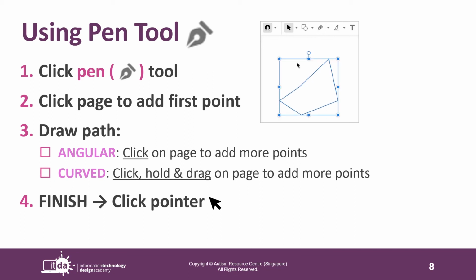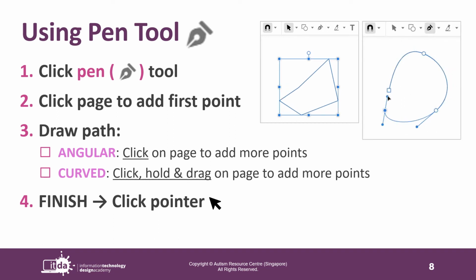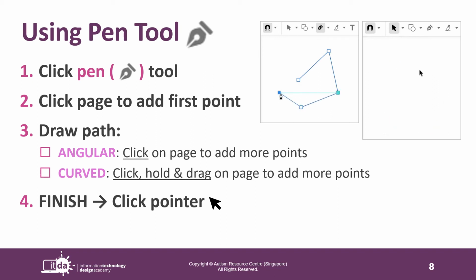If you want to do curved shapes instead, click, hold it there, and drag on the page to add more points. Here's a quick GIF to illustrate this point. Click and drag, and then you can click back to your first point to complete the shape. Once done, click the pointer. We're going to watch this GIF one more time. Click the pen, click the first point, click and drag the second, and so on. Click and drag, click and drag. And then join back and then use the pointer to start adjusting it.